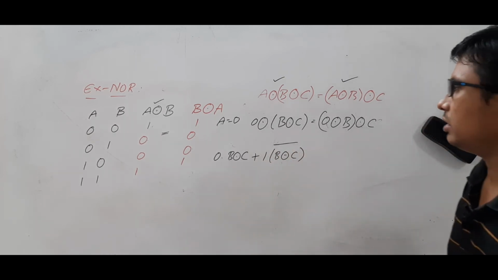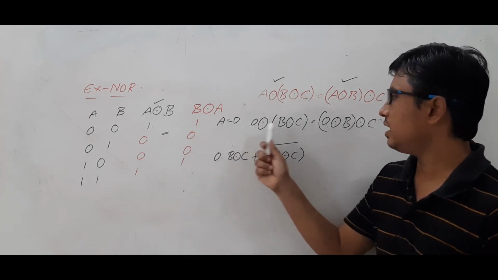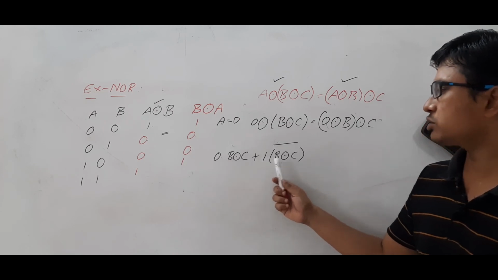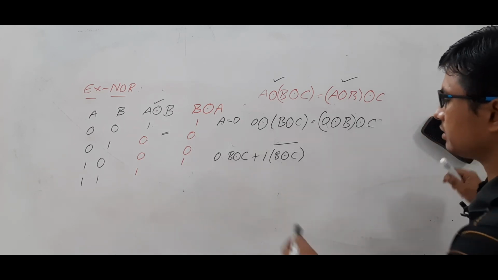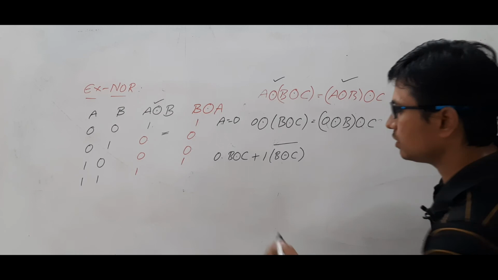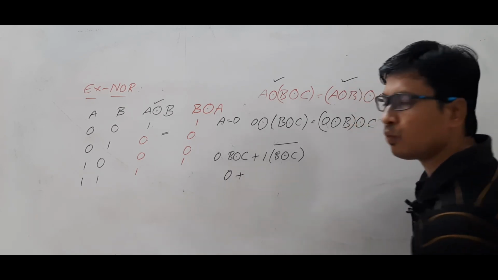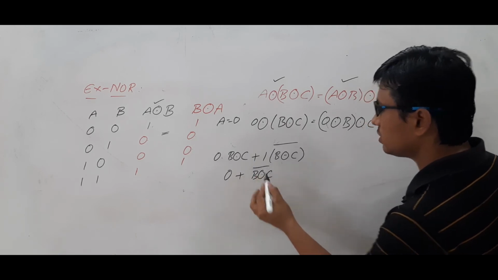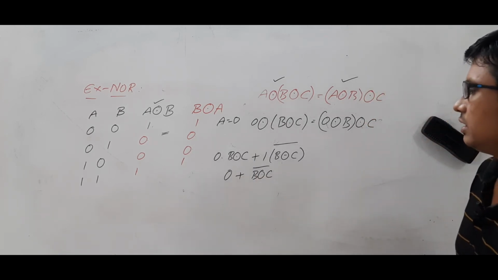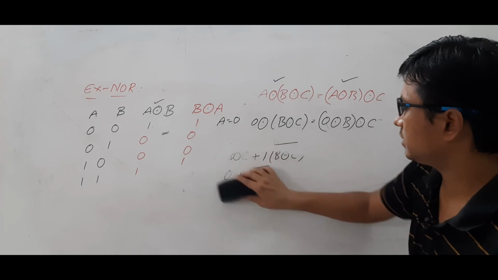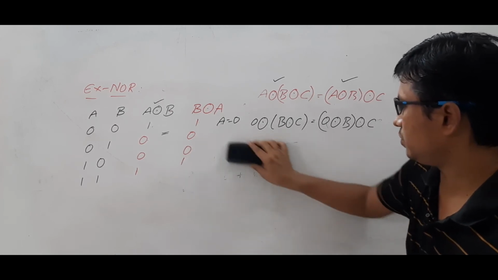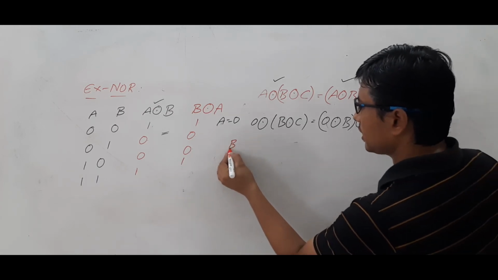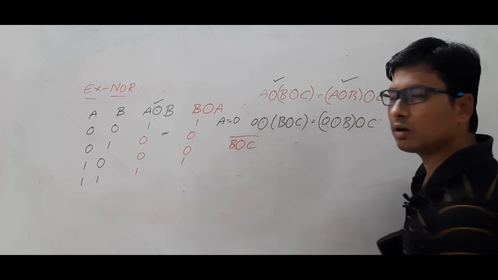Am I right or wrong? I have considered this as A and this as B. So it is A and B, or A's complement and B's complement. So 0 and something you will get 0, and 1 and something you will get the same thing, B exclusive nor C. Is it clear? Let me write it. So I can say that this is equal to B exclusive nor C whole complement.